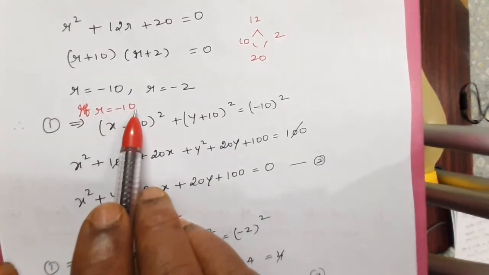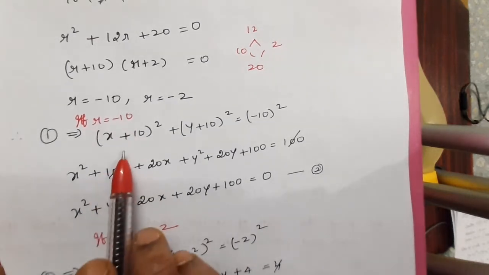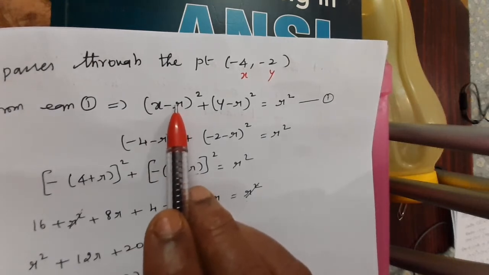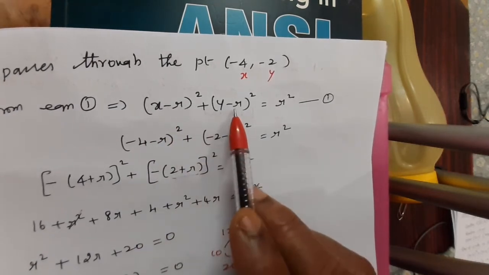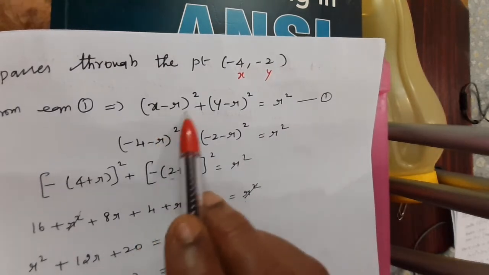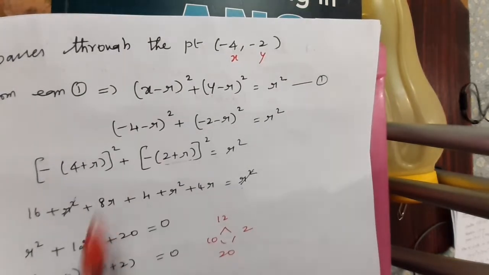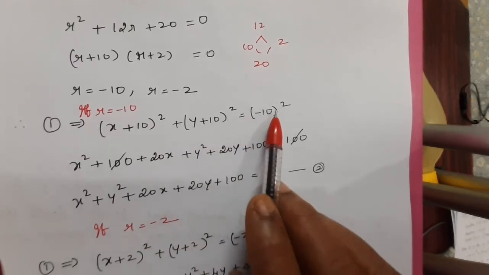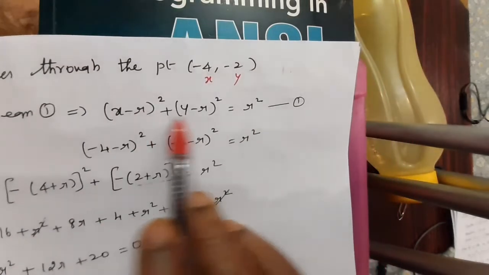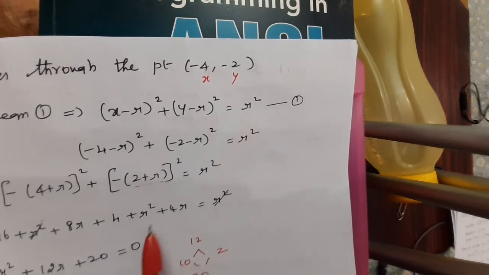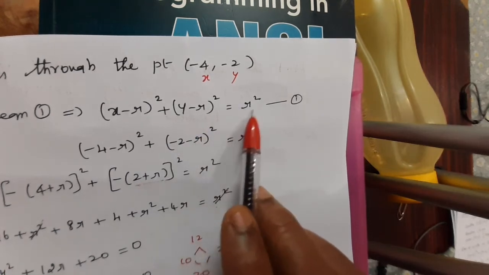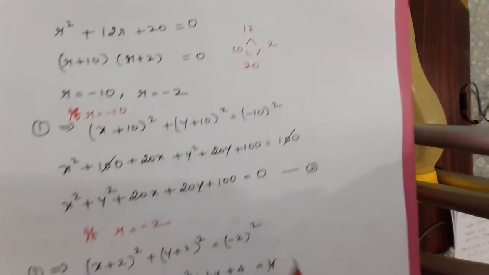If r equals minus 10, what value are we substituting? In (x - r) whole squared plus (y - r) whole squared equal to r squared, instead of r we substitute minus 10. So x minus into minus becomes plus: (x + 10) whole squared plus (y + 10) whole squared equal to r squared. In the first equation we substitute the r value, minus 10, so x minus into minus becomes plus 10, and y minus into minus becomes plus 10. Again here, instead of r squared, we substitute (-10) whole squared.